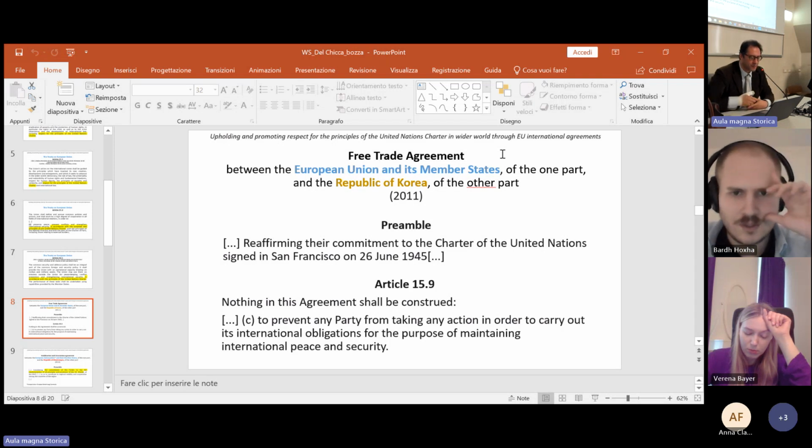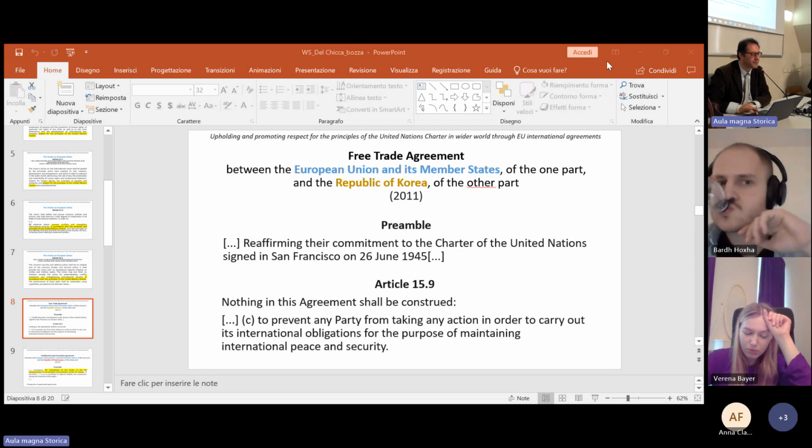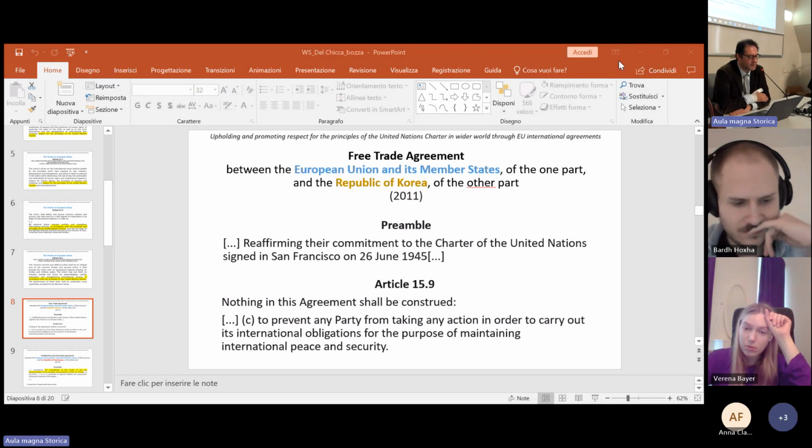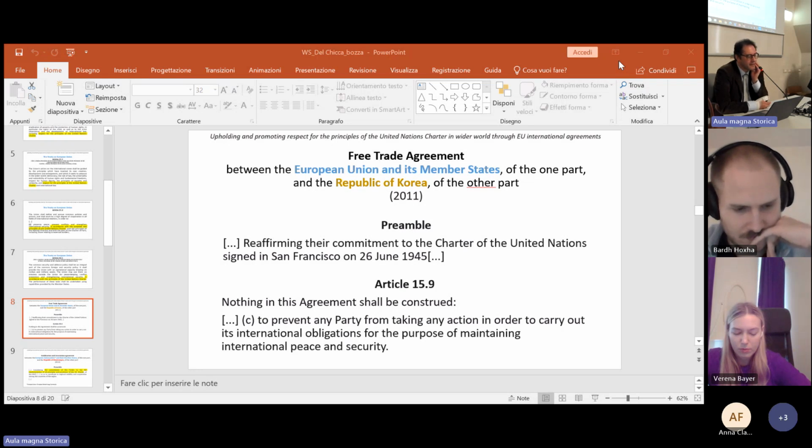About the free trade agreements, we could look at the free trade agreement between the European Union and its member states, of the one part, and the Republic of Korea, for the other part. We call it that as well. Well, in this agreement of 2011, in the preamble, it says, reaffirming the commitment to the Charter of the United Nations signed in San Francisco on 26 June 1945. There is no mention of the principles of the United Nations or the Charter of the United Nations. Okay? It is mentioning only the Charter of the United Nations, generally speaking.